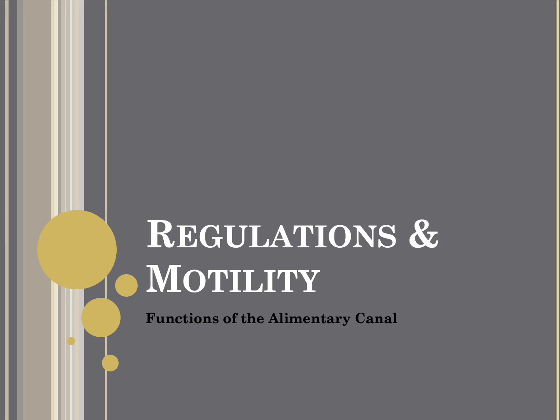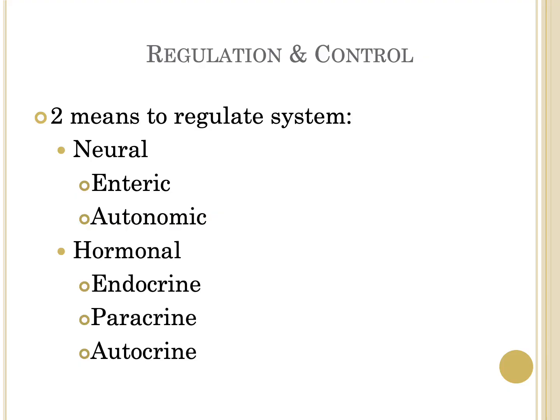So let's continue on looking at what's going to actually regulate the passage of materials through the alimentary canal, as well as the regulation of digestion of the nutrients. So we have two really areas of centralized control. One is going to be neurological, and the other one's going to be hormonal, just like with every other part of the body in terms of homeostatic regulation.